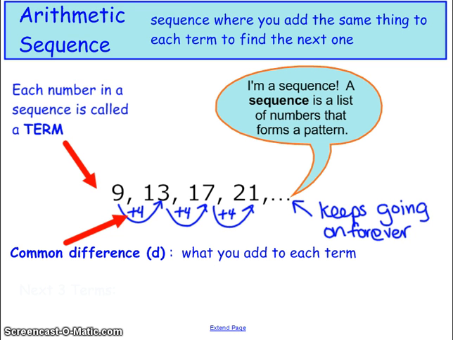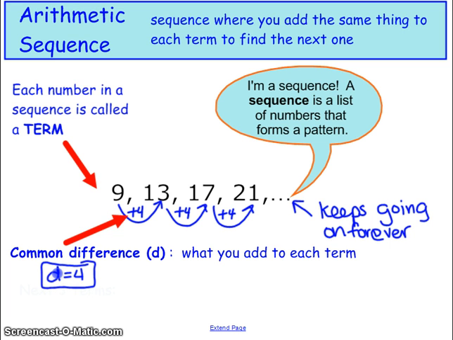That amount that you add to each term to find the next one is called the common difference. And so we're going to usually call the common difference D. So in this sequence, we would say that D equals 4 because we're adding 4 to each term.